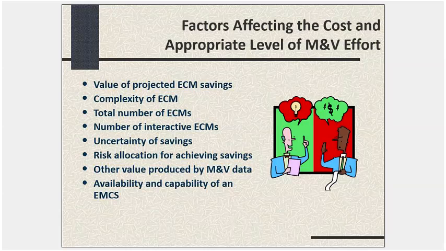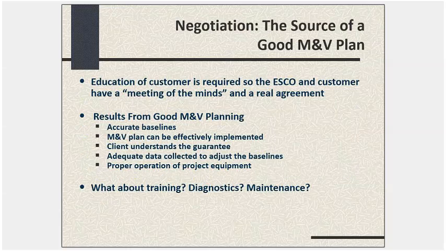It also depends on what the risk allocation is for achieving savings, if savings aren't achieved. And then sometimes there are opportunities from the M&V data to produce other value, to improve your operations or avoid operational costs, not necessarily utility consumption, but reduce your future operation and maintenance costs. Well, that's a value you want to account for, and that may make it worth spending a little bit more money on M&V. And then the question is, do you have an energy management control system available for the equipment that you're interested in? If you do, you may have an opportunity to use it to improve the performance of that equipment. So that's just a variety of factors.